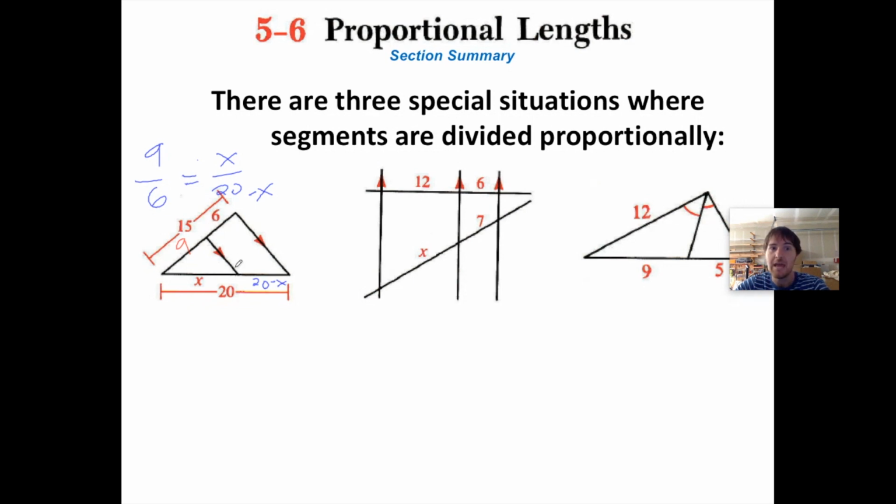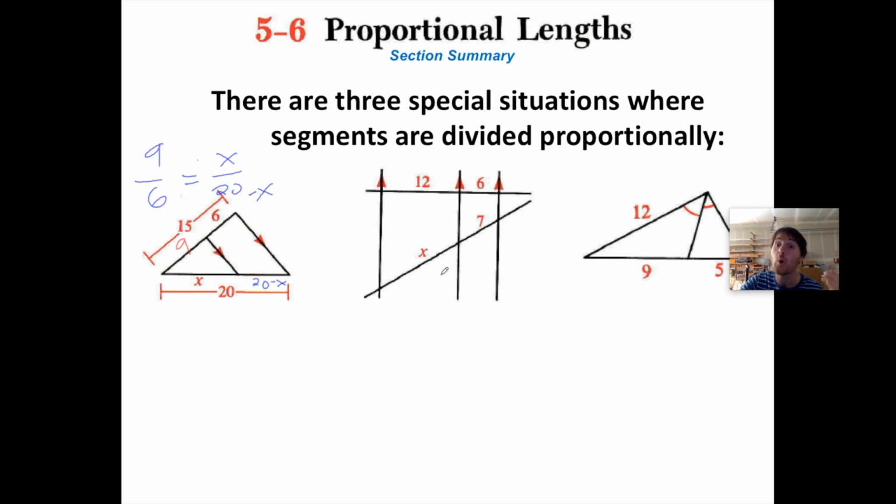When we have a parallel line to one side of a triangle and it intersects the other 2 sides, it will divide those other 2 sides proportionally, right? This to that, x over 20 minus x equals this to that, 9 over 6. And we'd be able to solve that. We'd be able to determine an unknown on this one here.